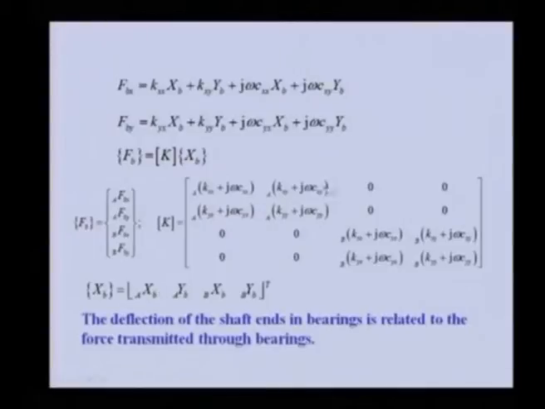So this particular equation, which we have written in a compact form, has sizes 4 into 1, 4 into 4, 4 into 1. This equation is relating the bearing displacement and the bearing force with the help of the bearing dynamic property, which contains the stiffness as well as the damping terms.